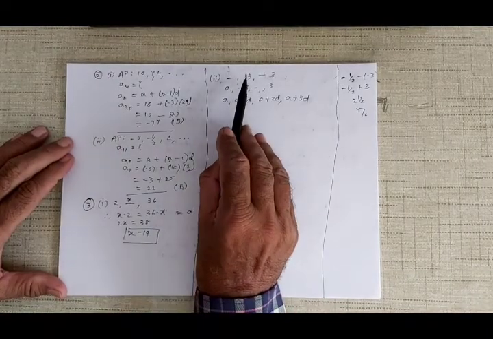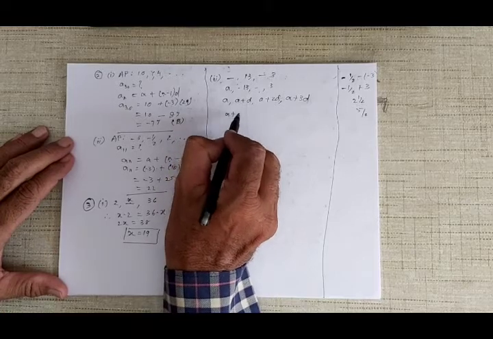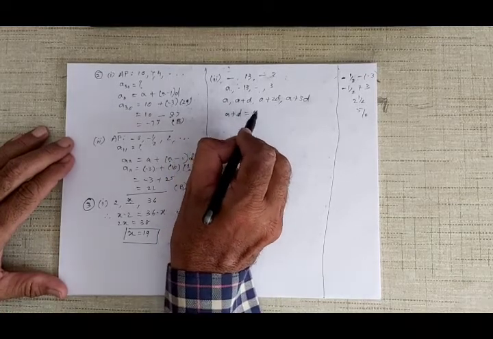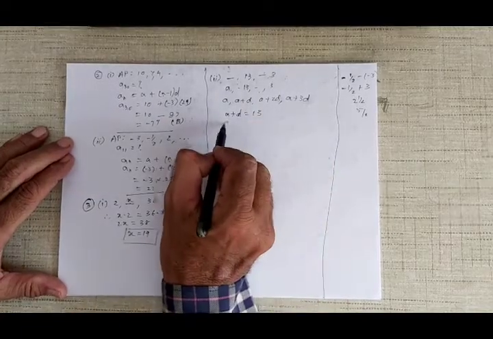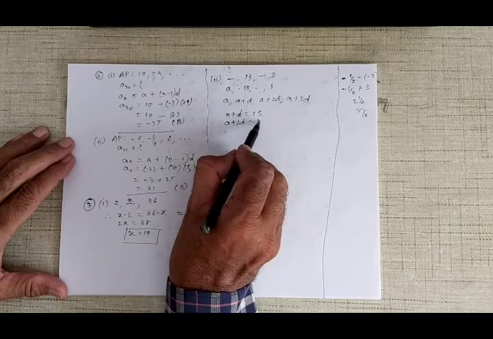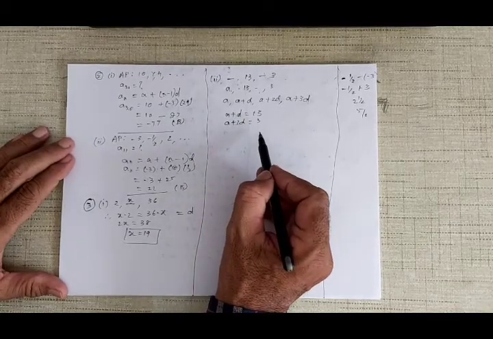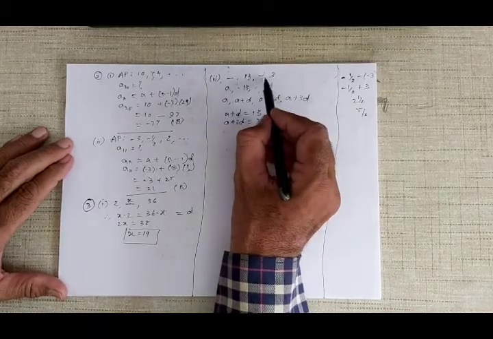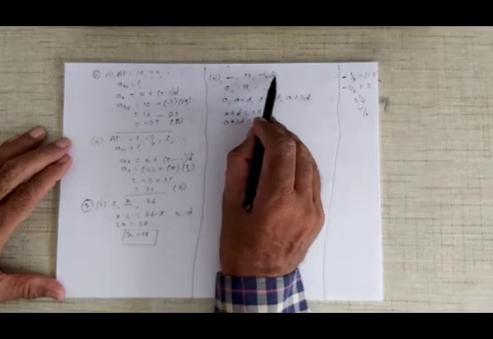You can see the second term is 13, in other words A plus D is equal to 13. And the fourth term is A plus 3D, and that is given as 3. Minus 3 or 3? It is 3, not minus 3. So: blank, 13, blank, and then 3.